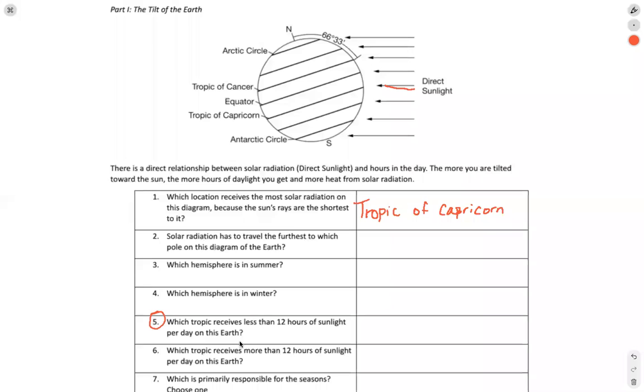5 says which tropic receives less than 12 hours of sunlight per day on this earth? So it's asking for the tropic. Tropic of Cancer is here. Tropic of Capricorn is here. Which one of these would be receiving less than 12 hours of daylight? Tropic of Cancer. Yes, it's further away from the sun. So it's going to be getting less sunlight and less overall time of sunlight. So 5, Tropic of Cancer.